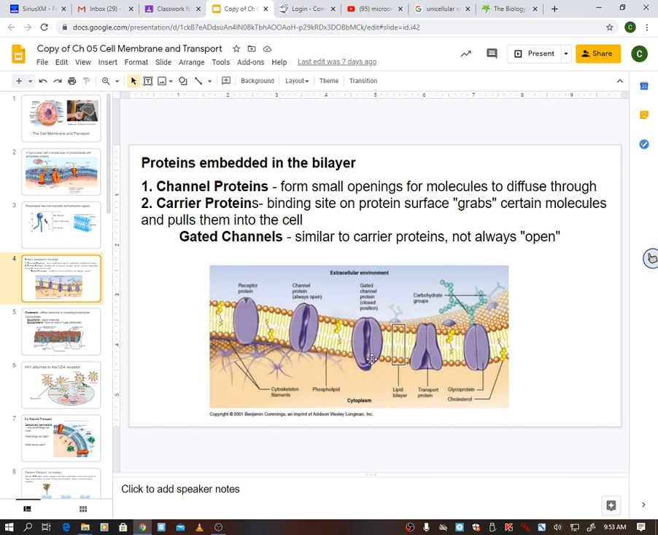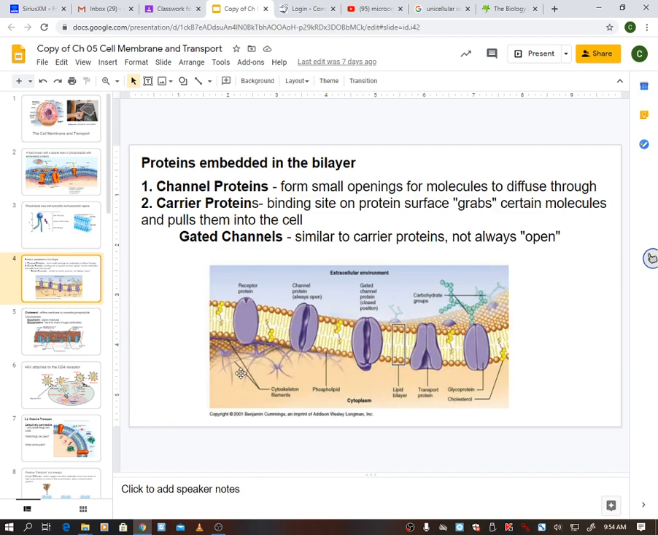So the proteins I was talking about, I said that there are some that have channels. There are some that are very specific to shape. So we have channel proteins, and these are just small openings for molecules to diffuse through. So there are molecules that can't just fit through the phospholipid bilayer, but they can fit through these small openings. Now, carrier proteins, there's a binding site, so it grabs only certain molecules and will help them through. And then we have gated channels, which are very similar to the carrier proteins, and they're not always open. So only certain things can come through, but they're not always going to be open.